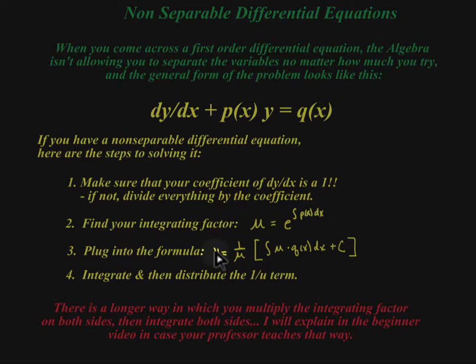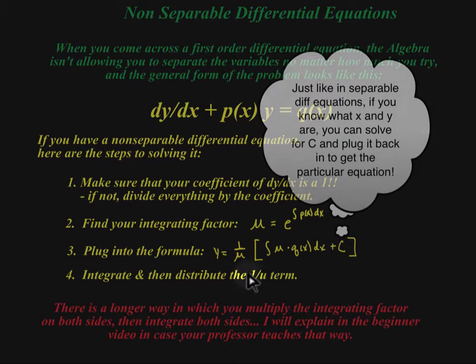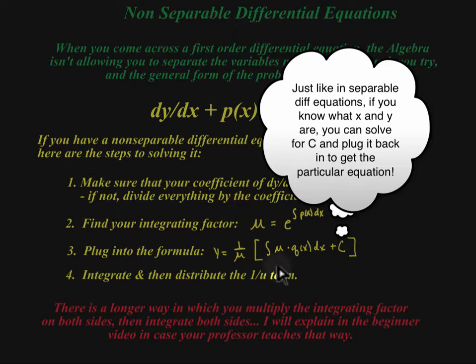So again, recap: make sure it's in this form. You'll notice that you're having trouble with your algebra, so make sure this coefficient is 1, and divide out anything that's in front if it's not. Find your integrating factor, e to the integral of p of x, and p of x is whatever's attached to the y. Integrate that, simplify it, plug into this formula, integrate, and multiply the 1 over mu term. That'll give you the general solution. If I give you initial conditions, what y and x equal, you can solve for c, plug back in, and get the particular solution.